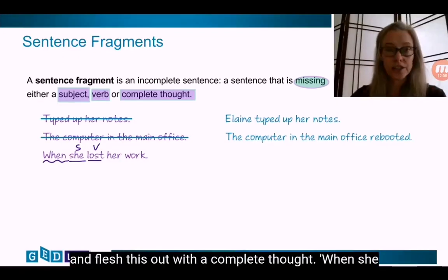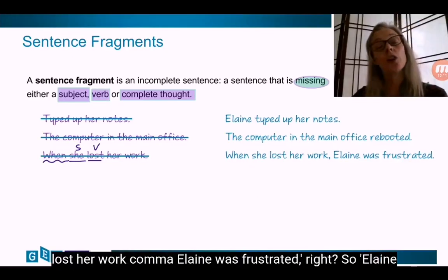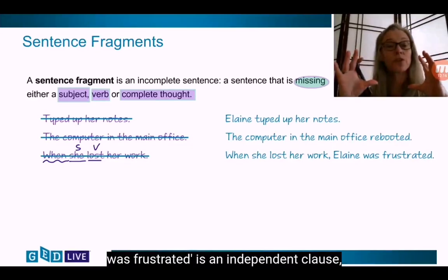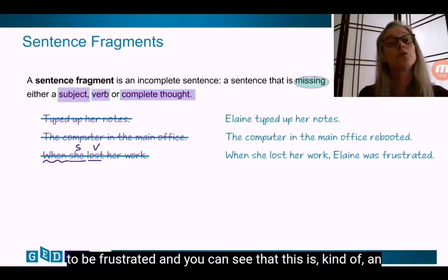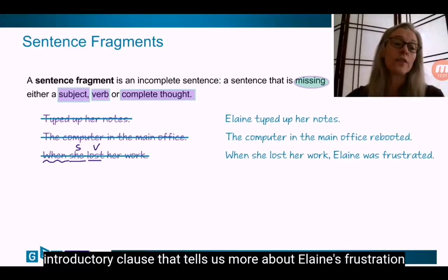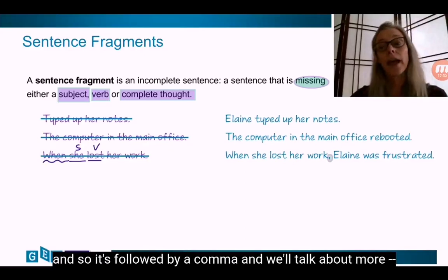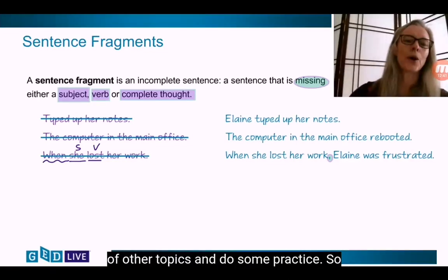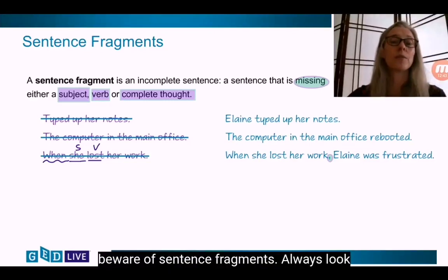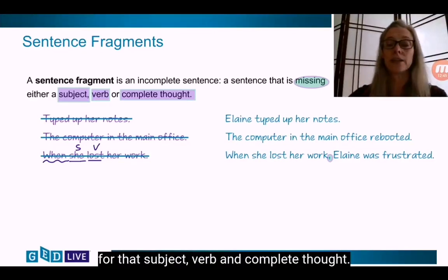Let's go ahead and flesh this out with a complete thought. When she lost her work, comma, Elaine was frustrated, right? So Elaine was frustrated is an independent clause. When she lost her work tells us more about what caused her to be frustrated. You can see that this is kind of an introductory clause that tells us more about Elaine's frustration. And so it's followed by a comma, and we'll talk more about commas in a little bit, after we cover a couple of other topics and do some practice. So beware of sentence fragments. Always look for that subject, verb, and complete thought.